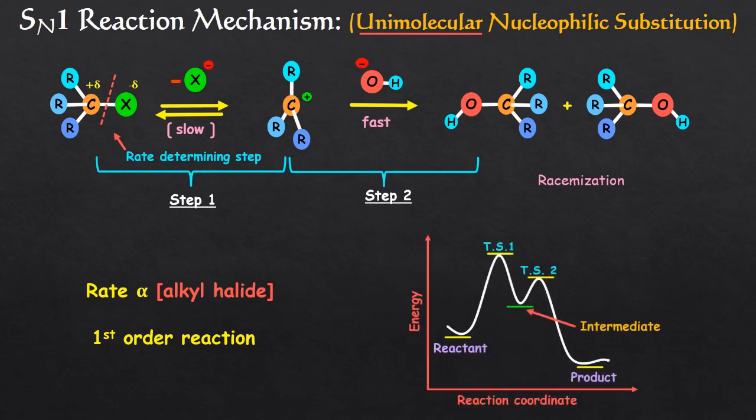The energy diagram also justifies the formation of 1 intermediate and 2 transition states. Here, the activation energy required for the second step is much lower than the first step, so the second step has no effect on the overall rate of the reaction. So the selection of nucleophile will not have any influence on the rate of the reaction.